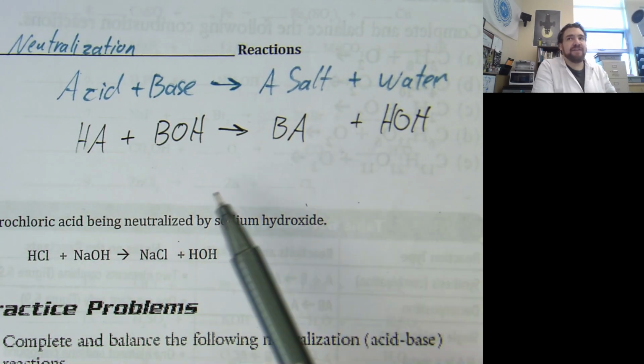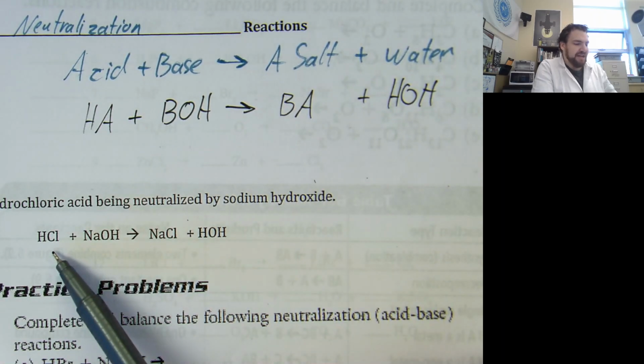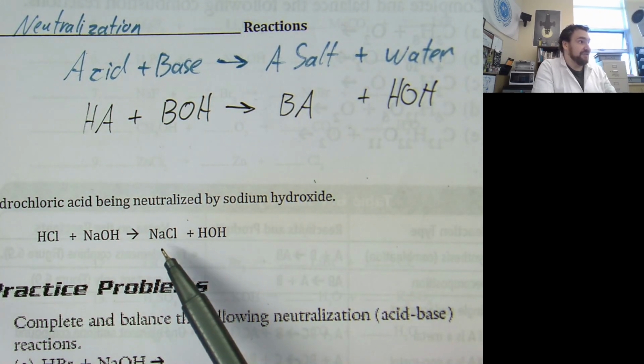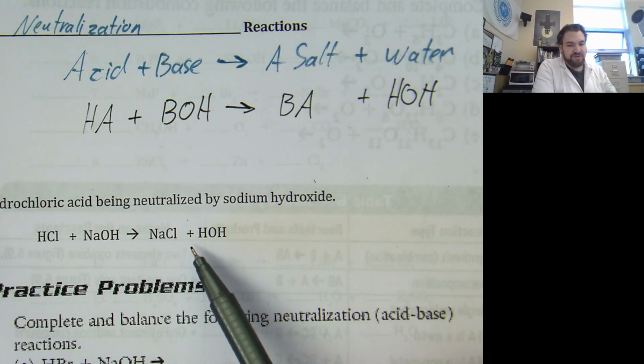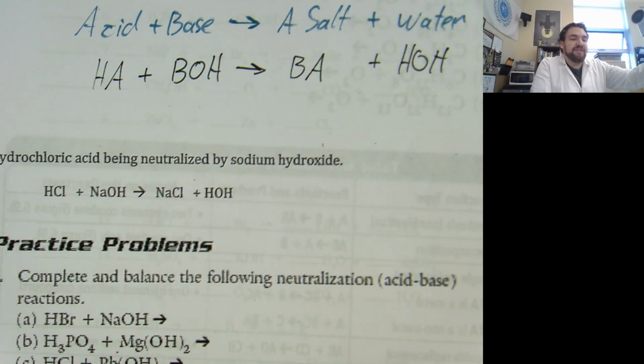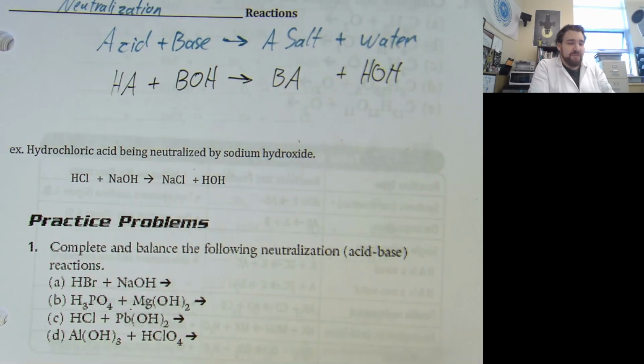And an example that I've given you before is this guy here. HCl plus NaOH is going to produce NaCl. In this case, the salt is a specific salt. It's table salt plus HOH, which is just water. So we've looked at these before. I'm not going to spend a ton of time on it. You guys should be able to crank out these 4 for me right away.